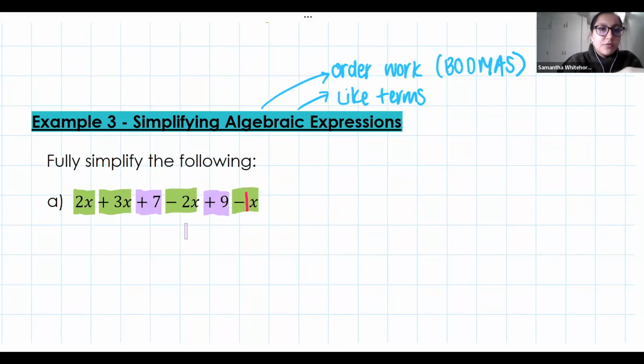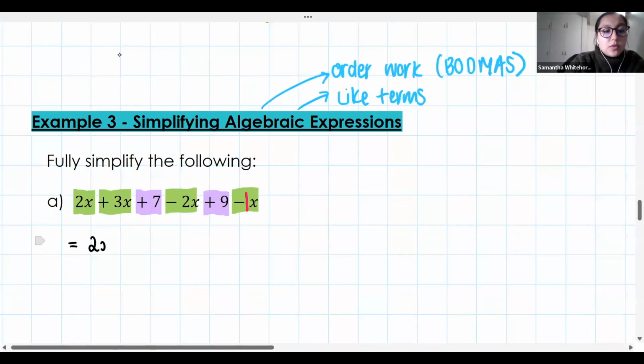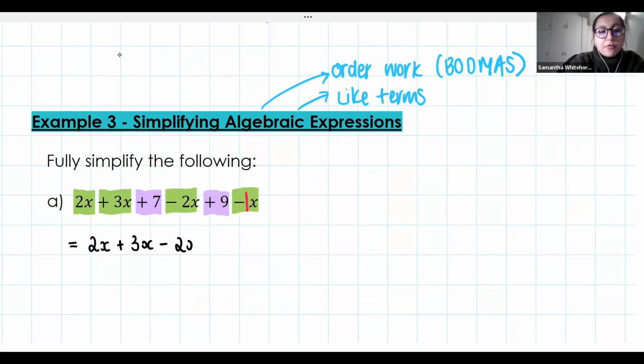Now, I've said this to you before, you don't have to do this. If you are more comfortable writing all of your like terms next to each other, so sort of grouped together before you start to simplify, that is absolutely fine. You don't have to do it. I personally wouldn't do this myself, but if you want to, that's okay.